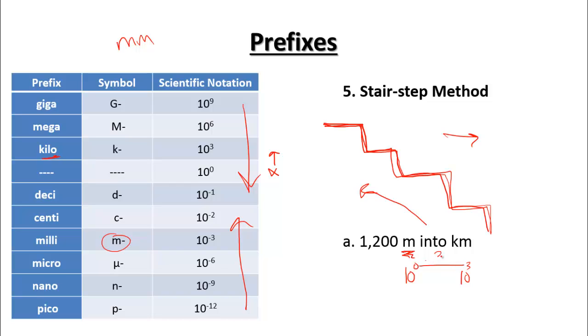That would be 3 spaces. So we're going to move 3 places. We are moving up the stairs. So we're going to move up, and when we move up, we are moving to the left. So we're going to move 3 to the left.